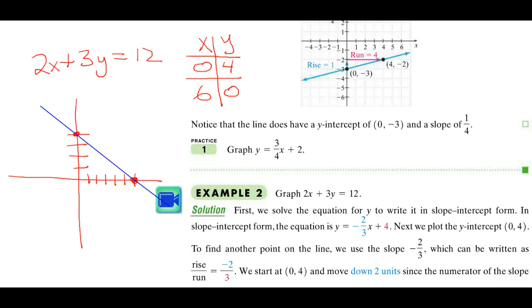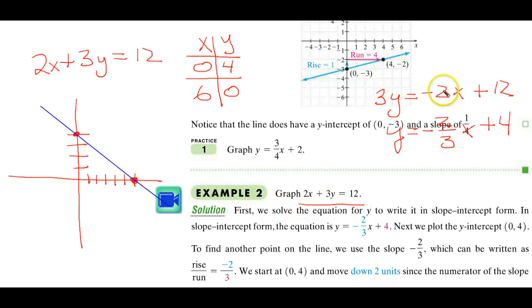Now, just to do what they're asking, and again, it's nice to have an alternative, if we solve this equation for y, we transpose the 2x. On this side it's a negative 2x. Now we divide everything by 3. And we get our slope now is negative 2/3 x. And our y-intercept is 4. So let's do that.